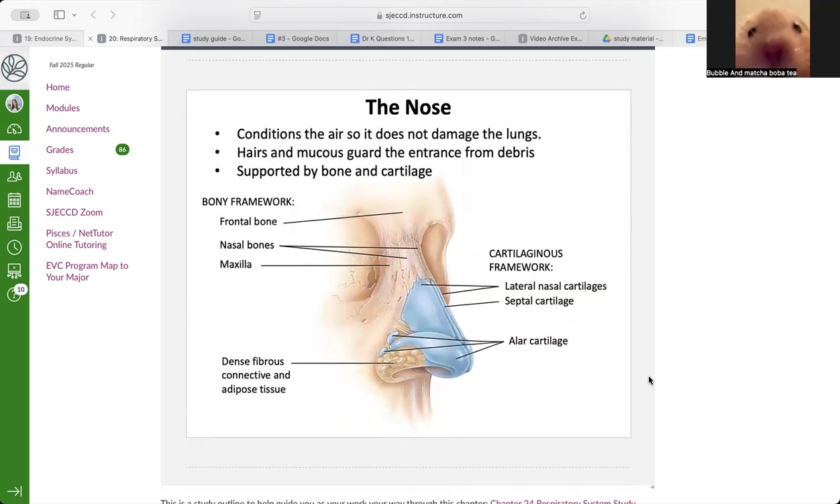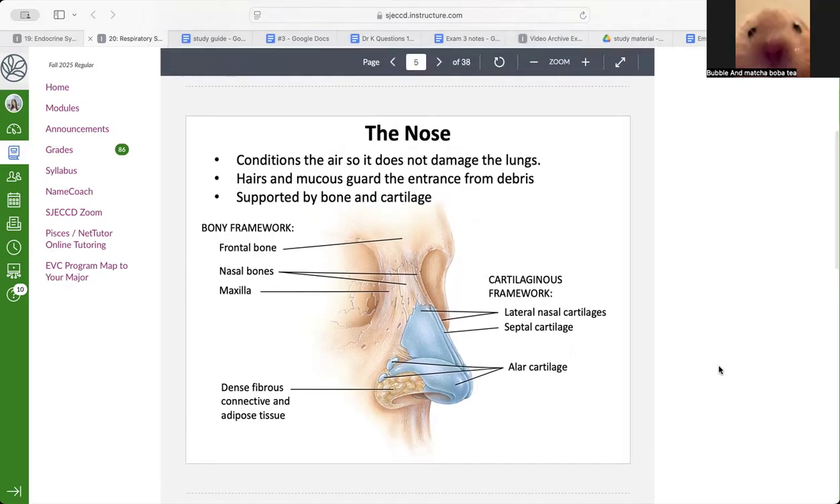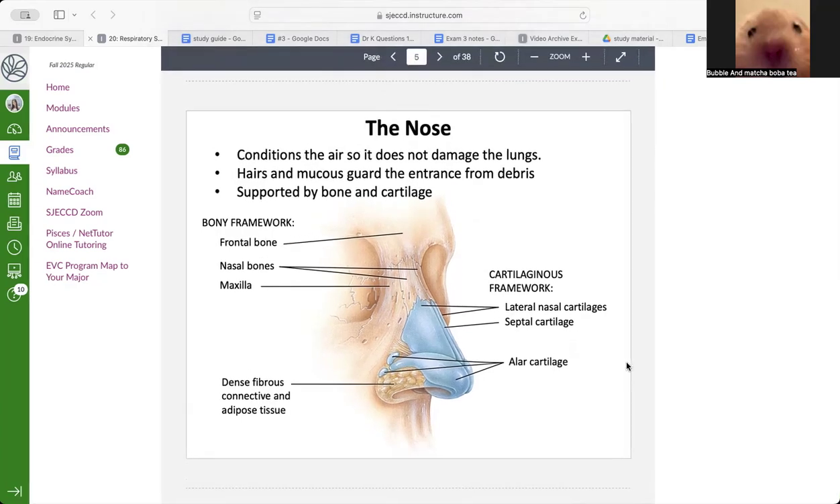The nose conditions the air so it doesn't damage the lungs. The hairs and the mucus that line your nose are important, and they guard the entrance from debris. These hairs keep large particles out of your respiratory system. Your nose also helps you modify your speech resonance, amplifying and modifying the sound that you produce. It is supported by bones and hyaline cartilage.